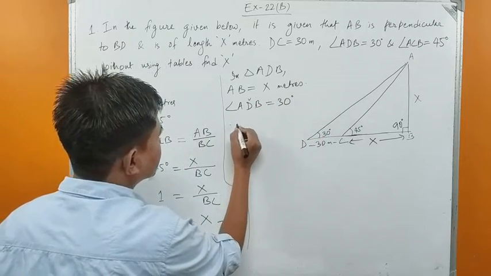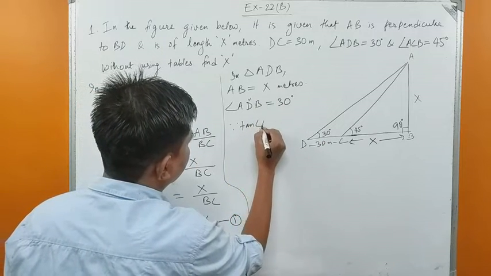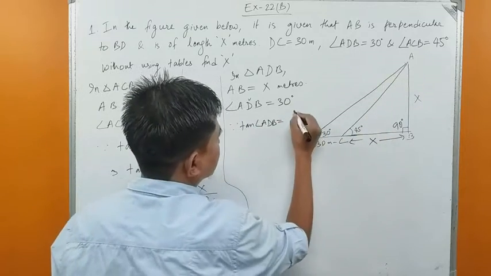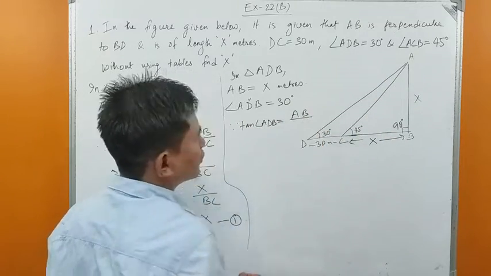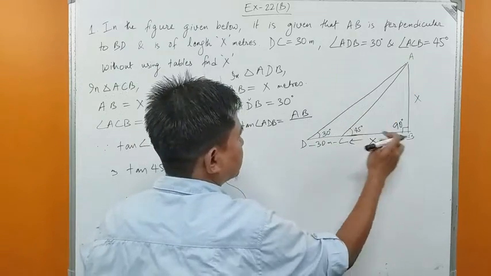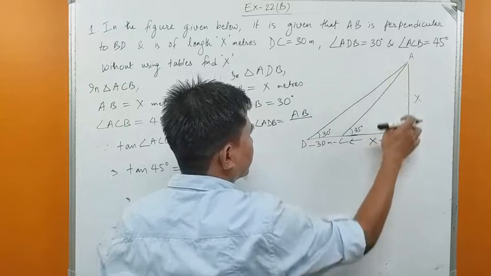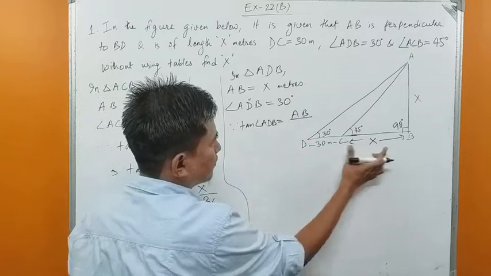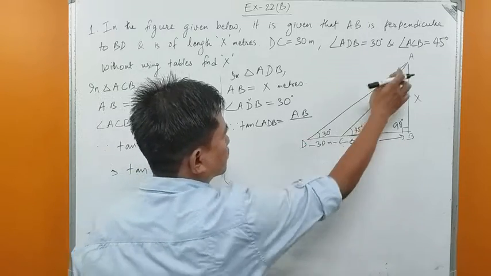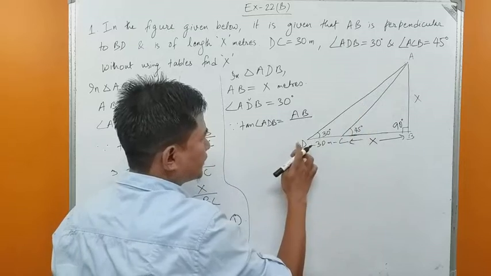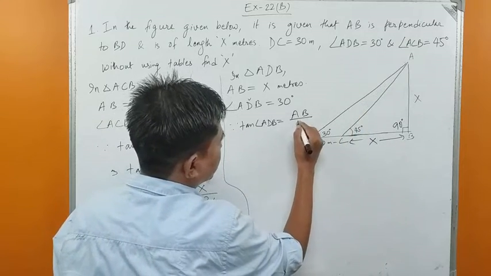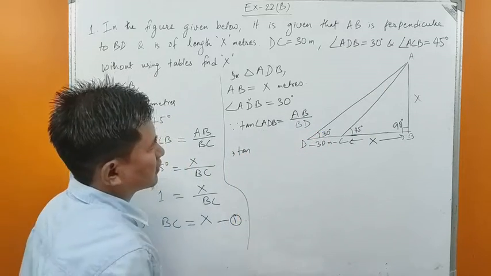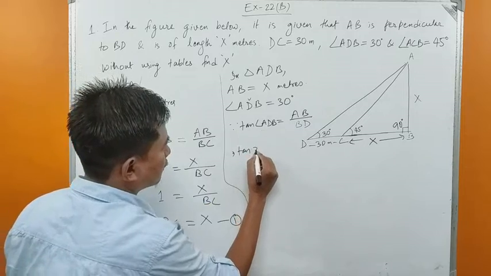So applying tan theta, tan of angle ADB equals perpendicular AB. The perpendicular is common for both the triangles, triangle ACB and triangle ADB. So perpendicular AB by base, here the base becomes BD, because we are talking about the bigger triangle ADB. Tan of angle ADB is given to us as 30 degrees.